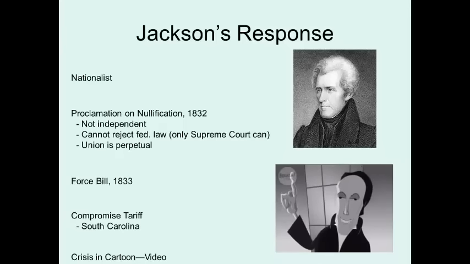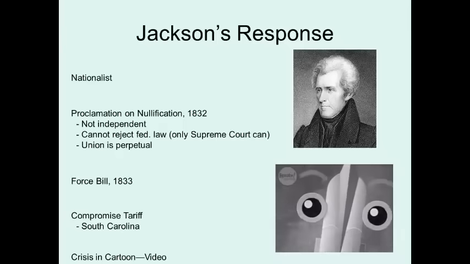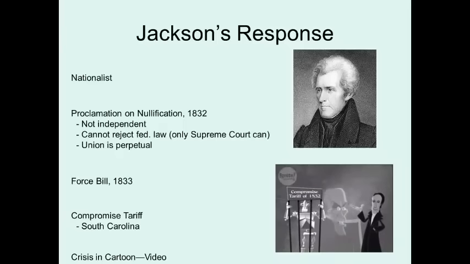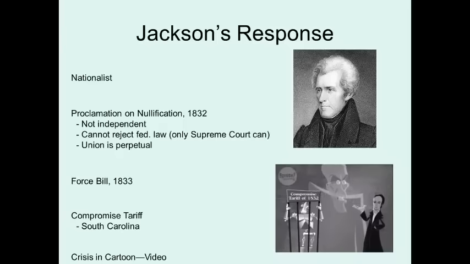Unity is more important than tariffs. And so a compromise was reached. Northerners accepted lower tariffs, and Southerners remained in the Union. Henry Clay had once again defeated the evil Dr. Regional Division. Or had he?